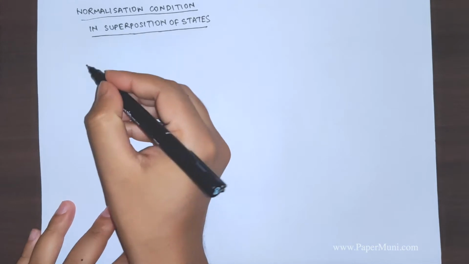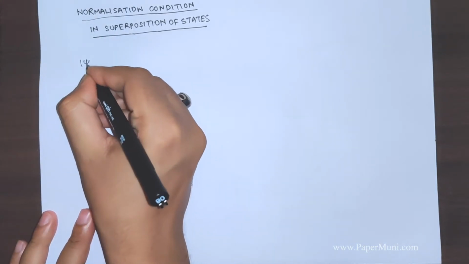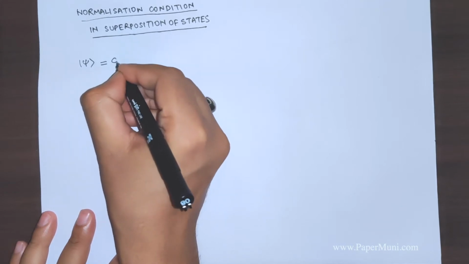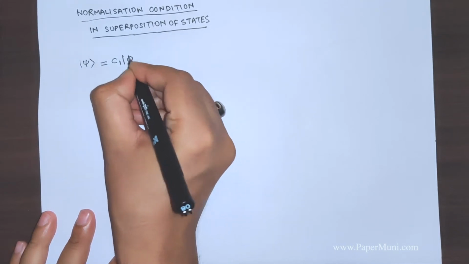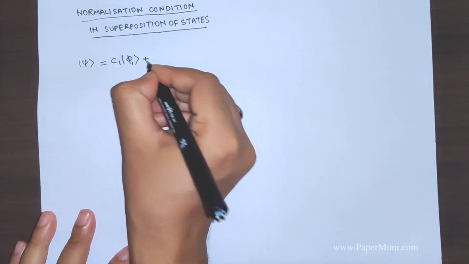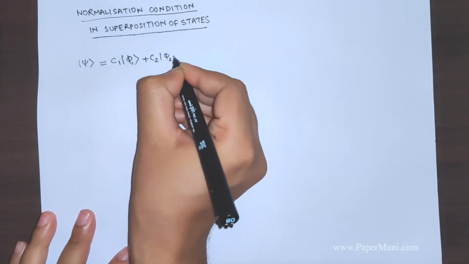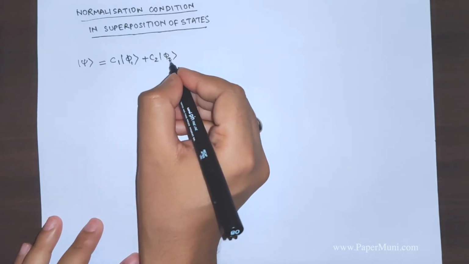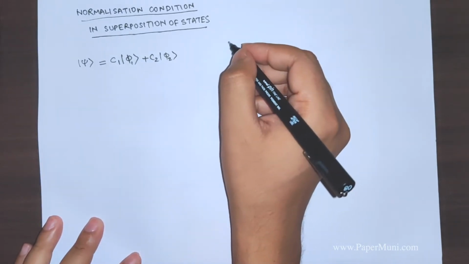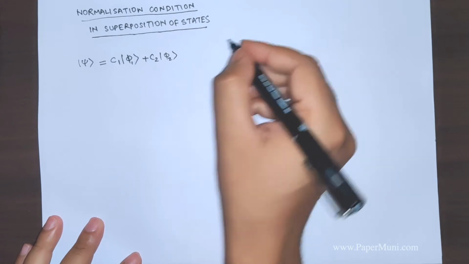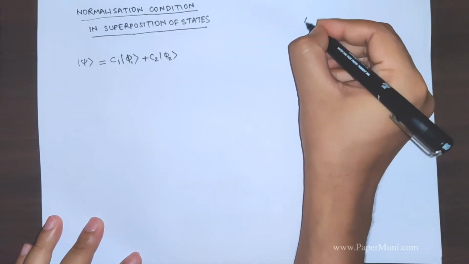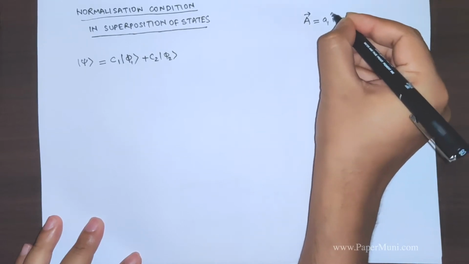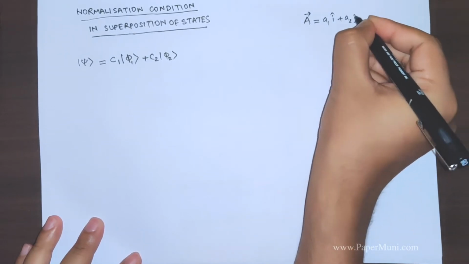If we have a wave function represented by this ket vector, we write it down as a superposition of two states, phi1 ket and phi2 ket. Now, if we take an example of a vector, I'll write it here. We write that a vector in 2D is a1 i cap plus a2 j cap.